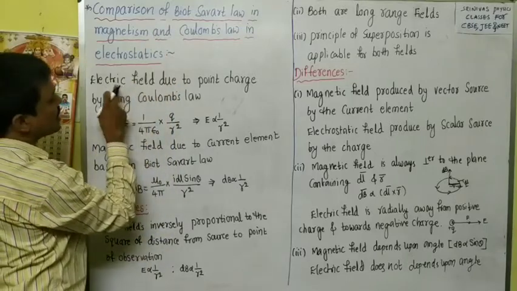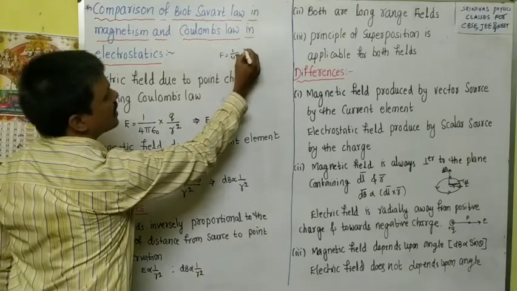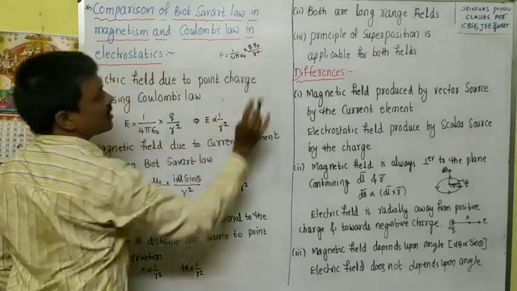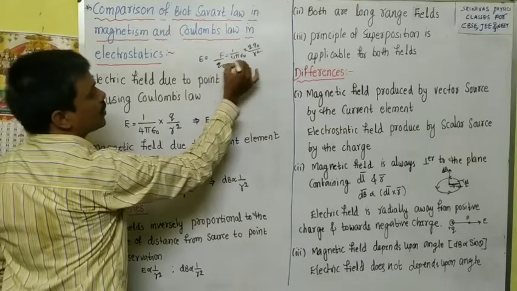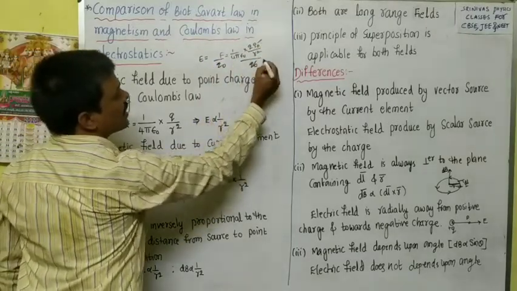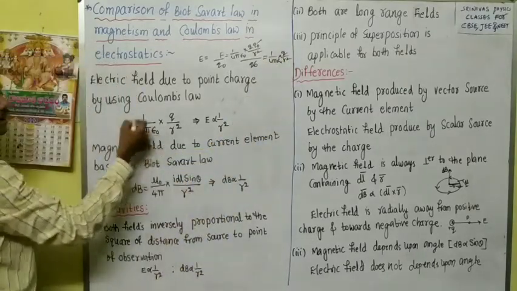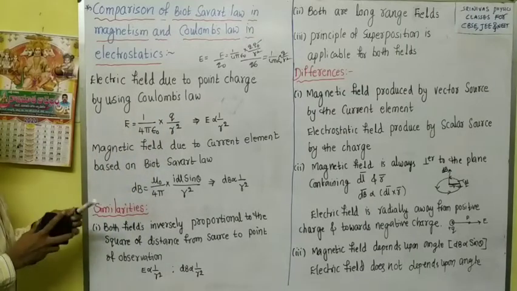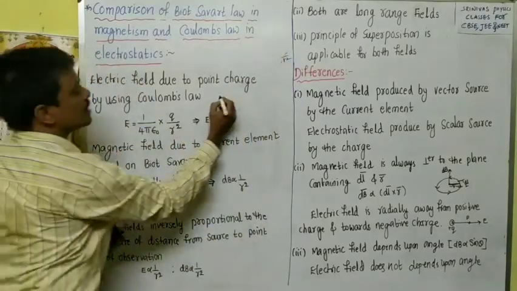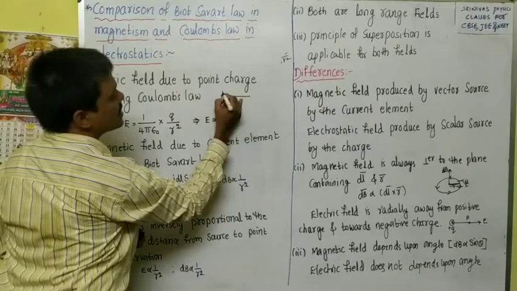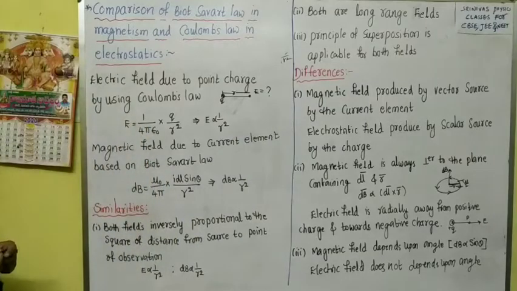The Coulomb's law force formula is 1 by 4 pi epsilon naught into q q naught by r square, but I want the electric field formula from Coulomb's law. So we do F by q naught, and then we get the electric field formula 1 by 4 pi epsilon naught into q by r square. Based on Coulomb's law we derived the formula for the electric field intensity, 1 by 4 pi epsilon naught q by r square. This is due to a point charge q at a distance r.